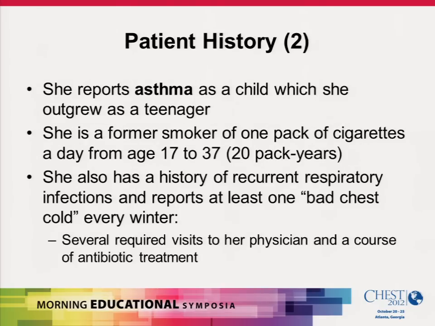She reports asthma as a child, which she outgrew as a teenager. She's a former smoker and smoked one pack of cigarettes a day from the age of 17 to 37. So that makes her a 20-pack year smoker. She also has a history of recurrent respiratory infections and reports at least one bad chest cold every winter. Several required visits to her physician and a course of antibiotic treatment.